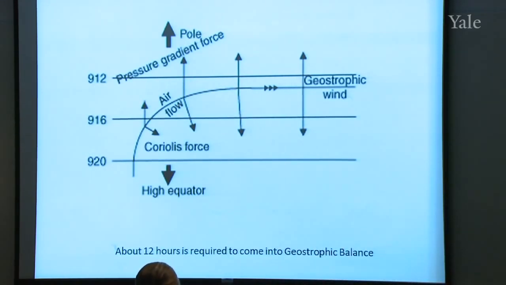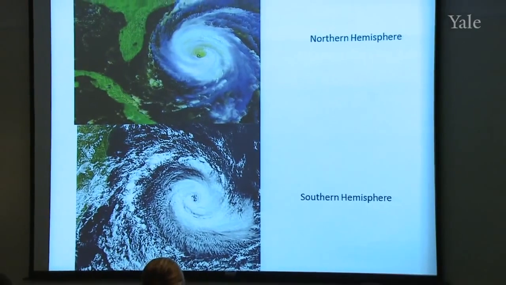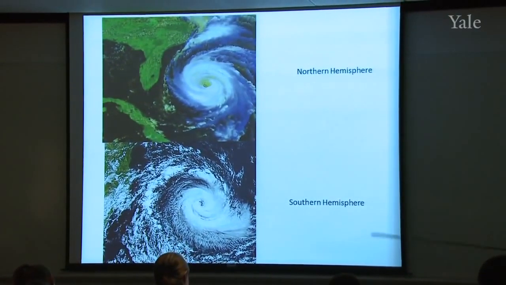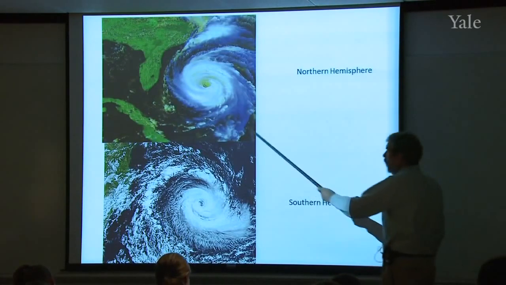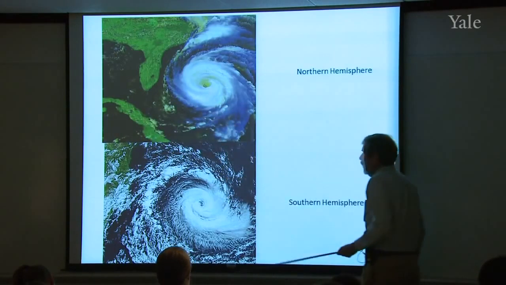Good question. Okay. Now, this reversal in the two hemispheres, I think it's pretty clear why it happens. I wanted to show you these two satellite images of hurricanes. This one, you know where it is. There's Florida and Cuba. So this is in the northern hemisphere.